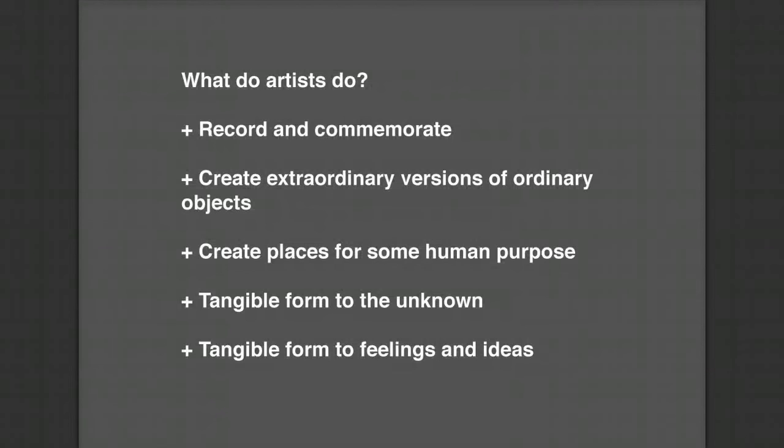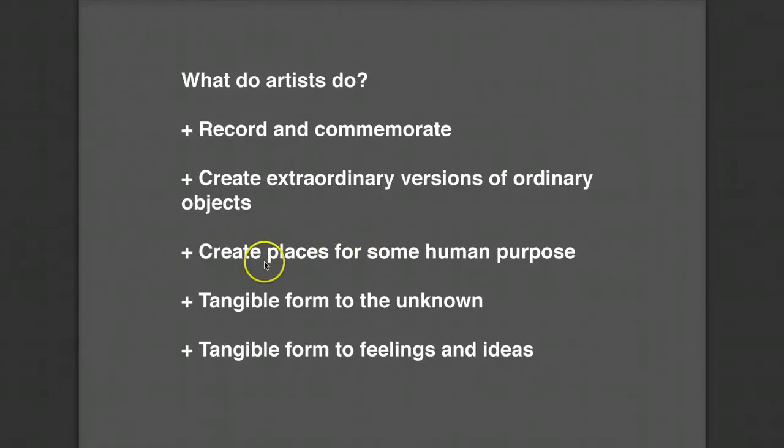Cave paintings and the Venus of Willendorf provide examples of two of the five tasks that define what artists do. The caves record and commemorate an event. The Venus of Willendorf, or any of the Venus figures, create an extraordinary version of ordinary objects, in that it creates extraordinary examples of female fertility.